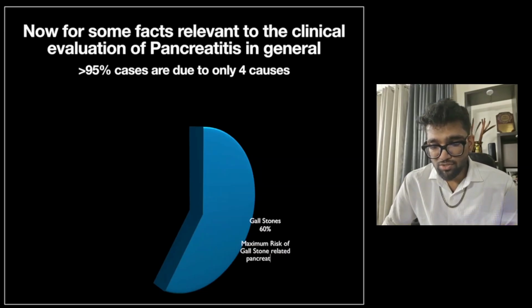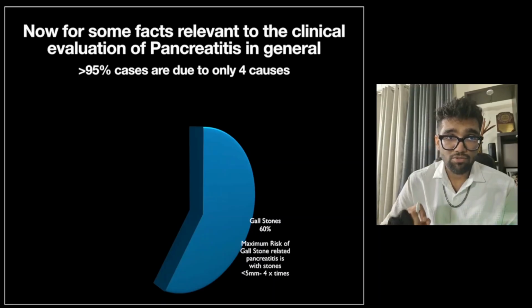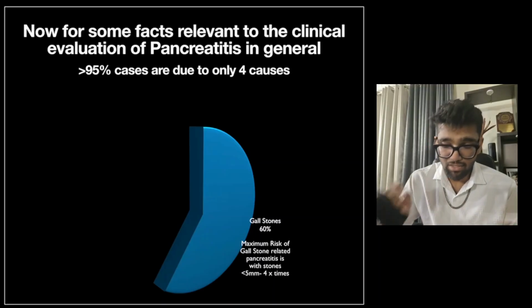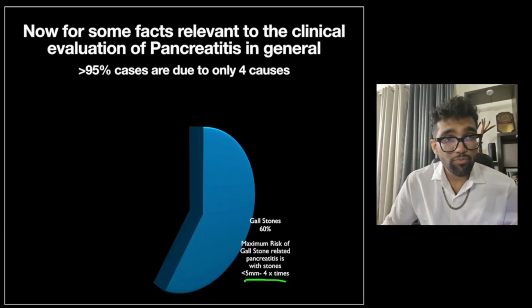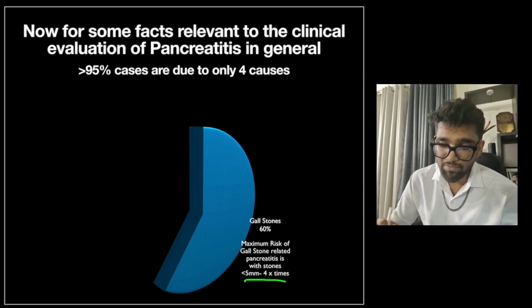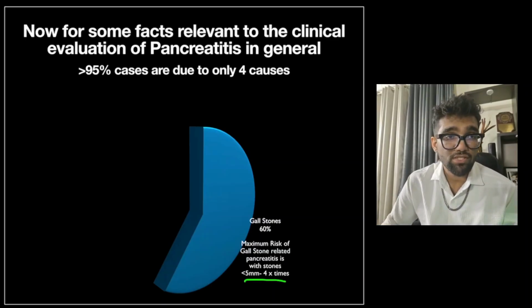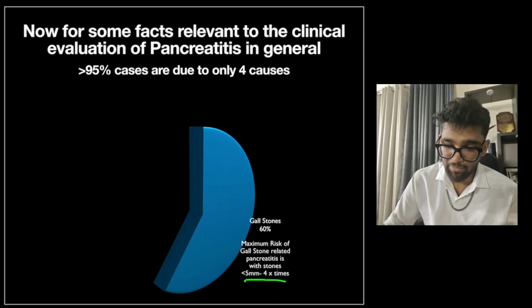The maximum risk of gallstone-related pancreatitis is when the stone is actually very small, because those are the stones that can actually leave the gallbladder. So if the stone size is less than 4 millimeter, there is a 4 times elevated risk compared to if the size is larger than or equal to 5 millimeter.